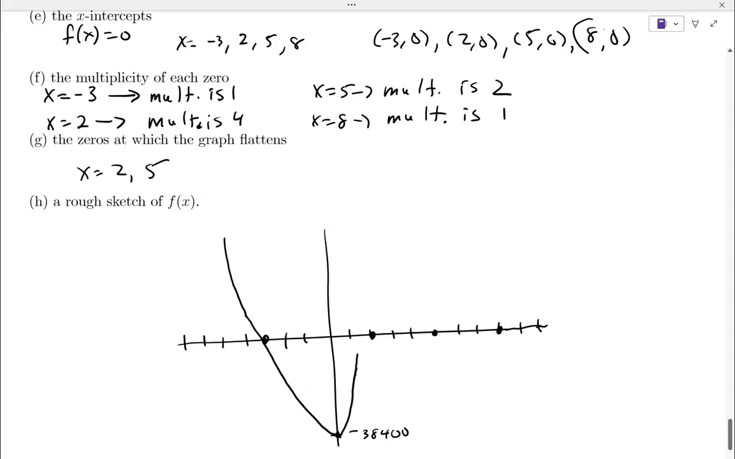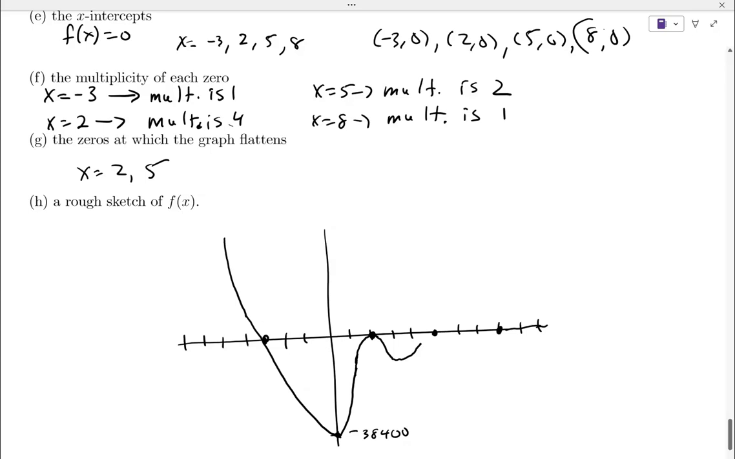Up to the next one. Does it flatten? Yes. Does it cross it or touch it? It just touches, right? Because it's even multiplicity. Multiplicity is 4, so it just touches. So it turns around. Goes up, touches, turns around. Comes back up to 5. Ooh, that was ugly. Comes back up to 5.